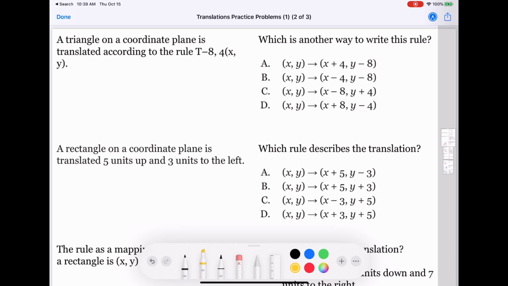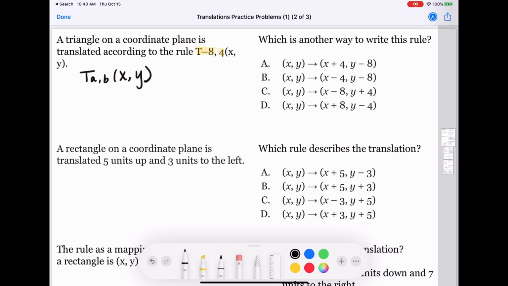This question states that a triangle on a coordinate plane is translated according to the rule T, which represents our translation, -8 and +4. Well, this is a function rule. We know this is a function rule because it follows the function rule format. Okay, we are being asked to determine what is another way to write this rule.